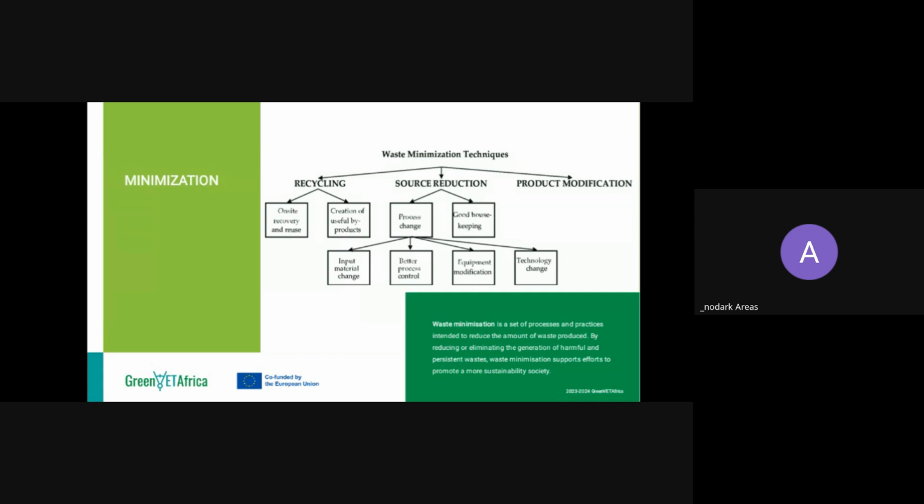So on-site recovery and reuse, product modification, those are some of the ways that we minimize waste. Now, in that green box, it says waste minimization is a set of processes and practices intended to reduce the amount of waste produced. You can see that in every aspect of waste management, it is always what? Practices. It's always action. It is always activities, always processes. So waste management requires action. So it's very important for us that after you determine that, okay, I want to reduce my waste, you have to take the step for that to do what? To act on that change.